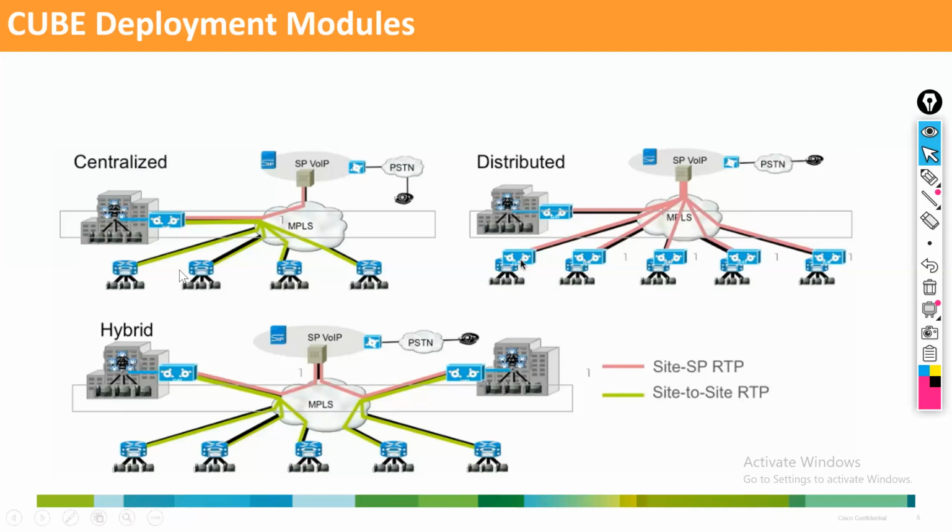For example, for 4 locations, if I take 4 lakhs per router, how much does it cost? 16 lakhs. Instead of that, install 2 routers at the headquarter and terminate all the calls there. Why can we do so? Because we already have SD-WAN technology, so we can easily communicate. That's how the centralized CUBE deployment for SIP trunk works.